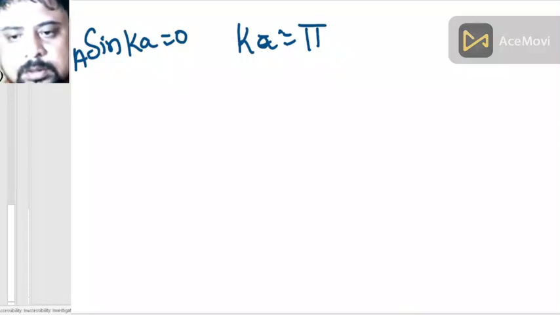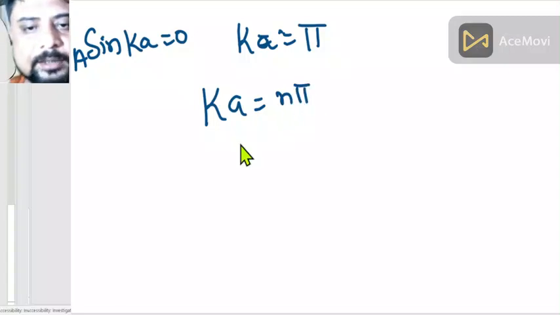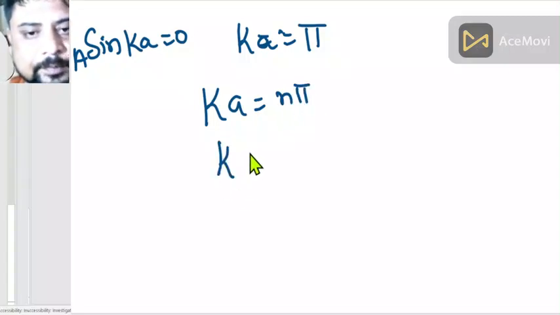For A sin ka to be equal to 0, ka should be equal to pi. Simple, sin pi is 0, and any integral multiple of pi is also 0. There can be negative solutions also, as sin minus theta is minus sin theta, so it can be managed in the quantity A.